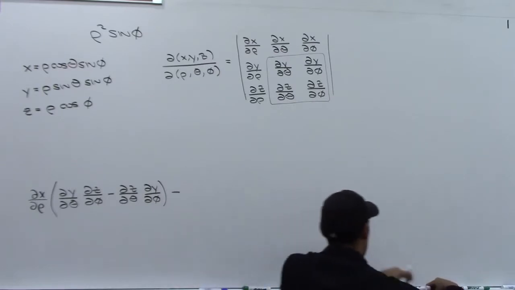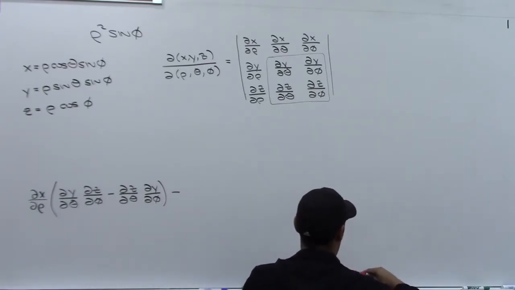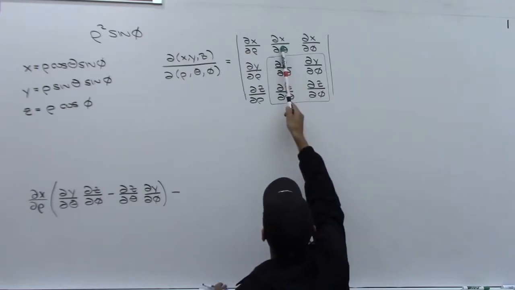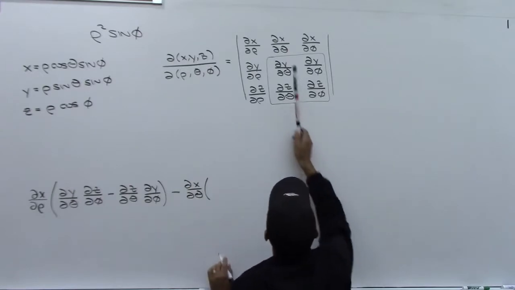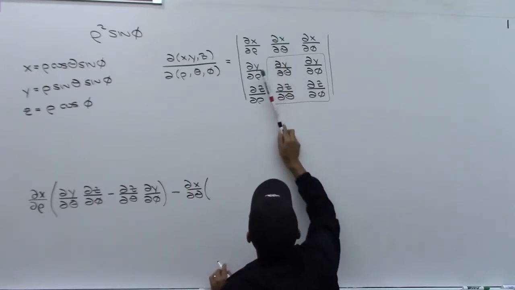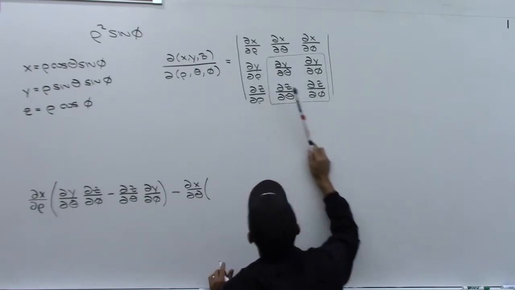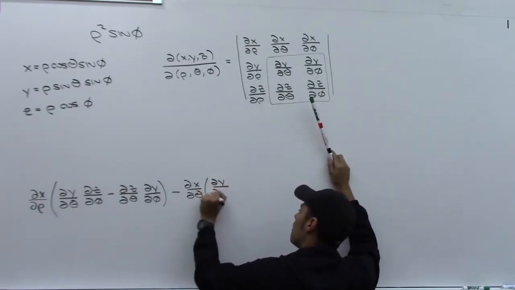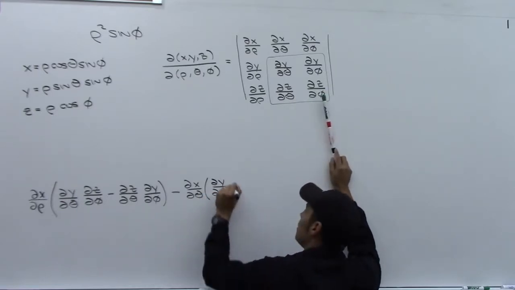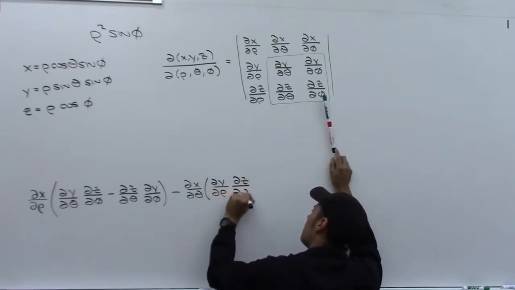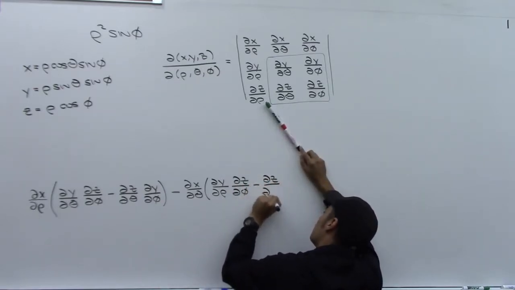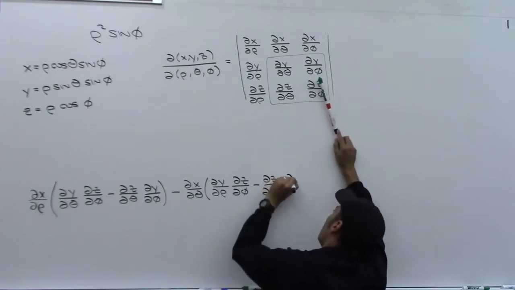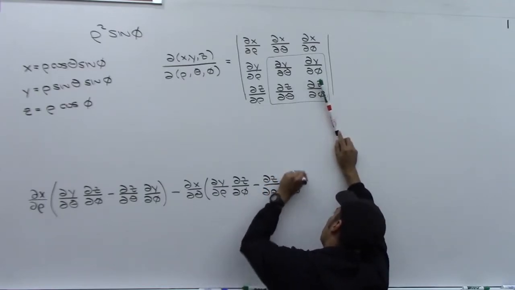Now I'm doing this one, so partial x with respect to theta times the determinant. I cover up this column. I'm doing the determinant of these two and these two, so that and that. So partial y with respect to rho, partial z with respect to phi, minus partial z with respect to rho times partial y with respect to phi.